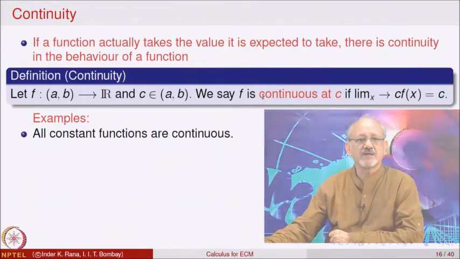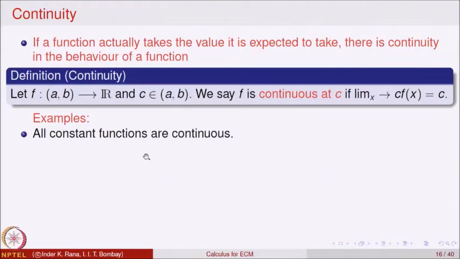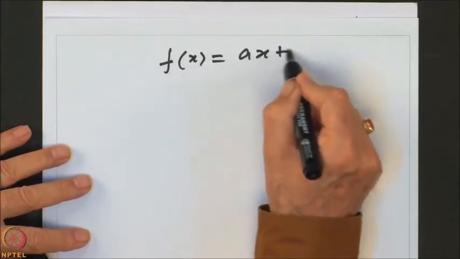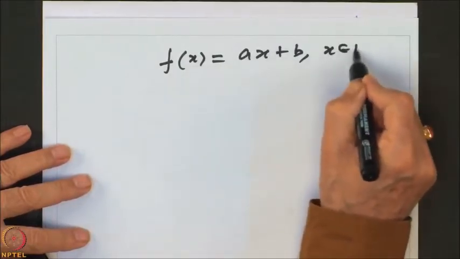it should be equal to some value, and that value should be taken by the function. All constant functions are continuous because the values do not change. So, there is no problem. All linear functions are continuous. So, let us see why all linear functions are continuous. Let us take a linear function. What is a linear function? f of x is equal to a x plus b, x belonging to R.